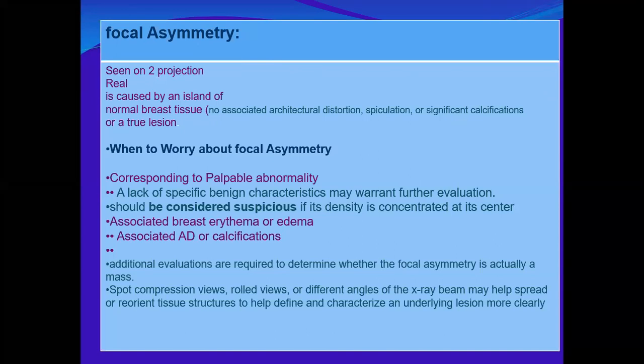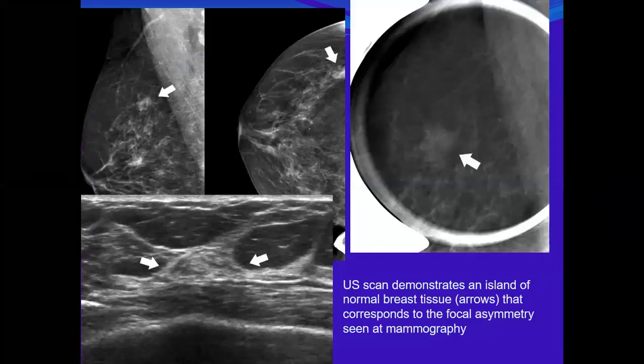When to worry about focal asymmetry? If it has a corresponding abnormality, okay, if there is a lack of specific benign characters, it warrants further evaluation and should be considered suspicious if it is denser at the center, suspecting that it might represent a mass. If it is associated with breast erythema or edema or architectural distortion or calcification, then additional evaluation is required. Spot compression or different angle mammographic viewing can be helpful.